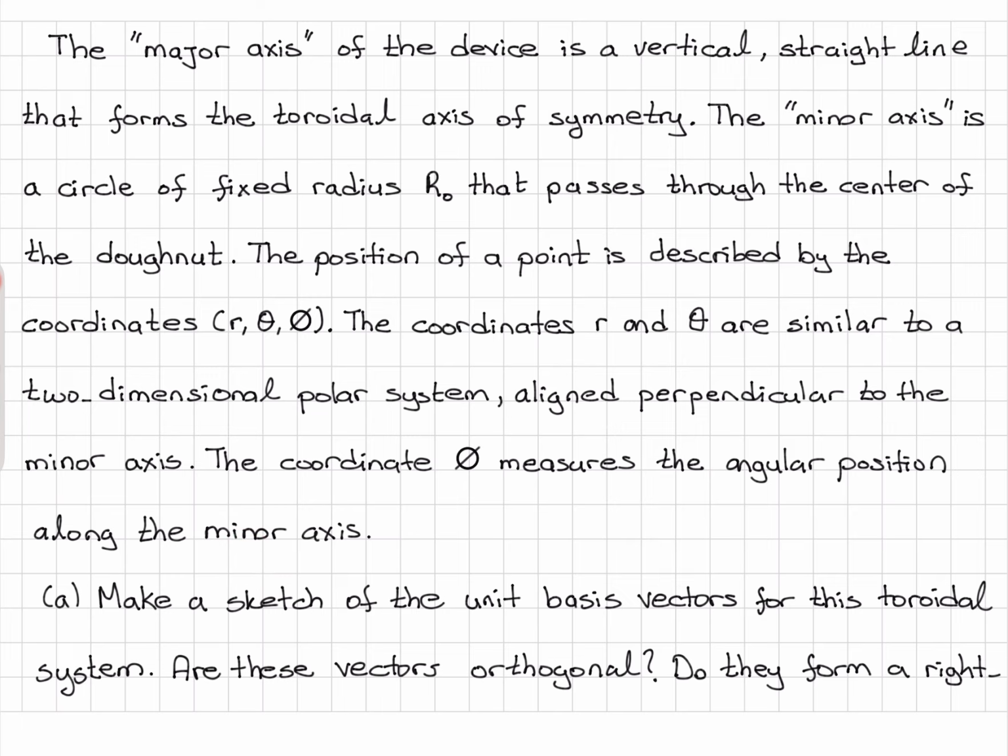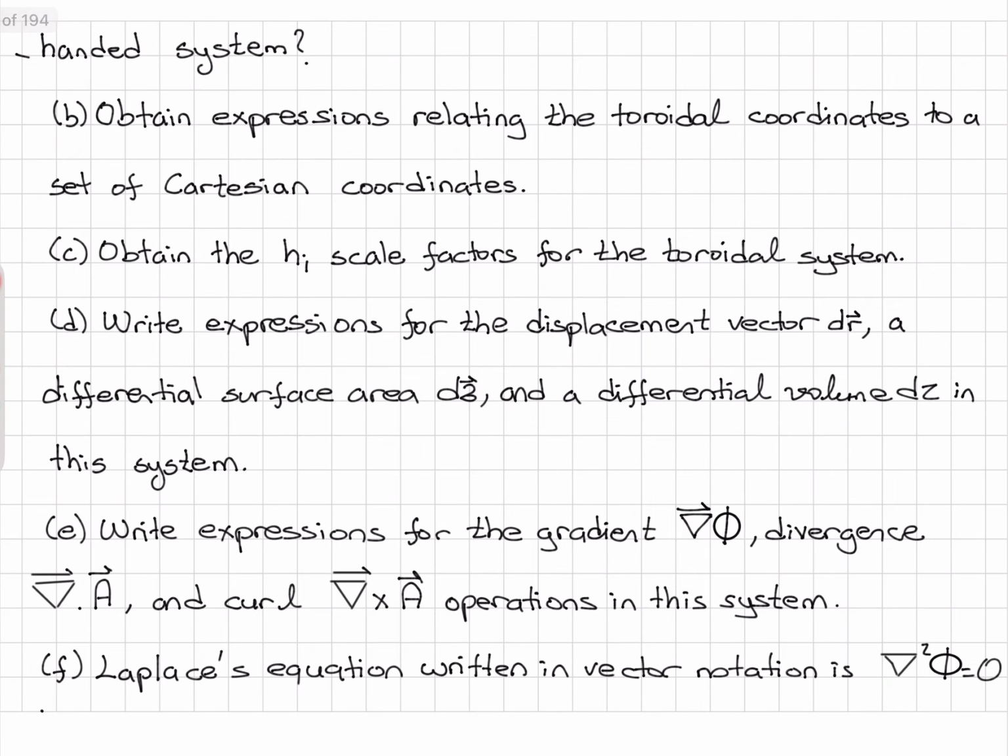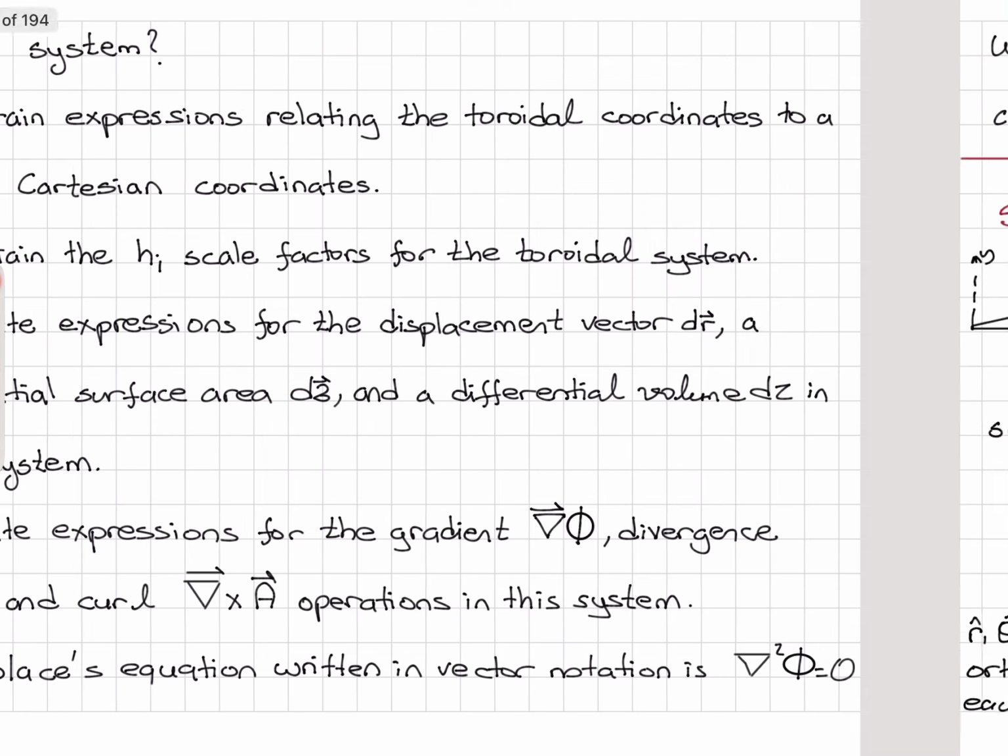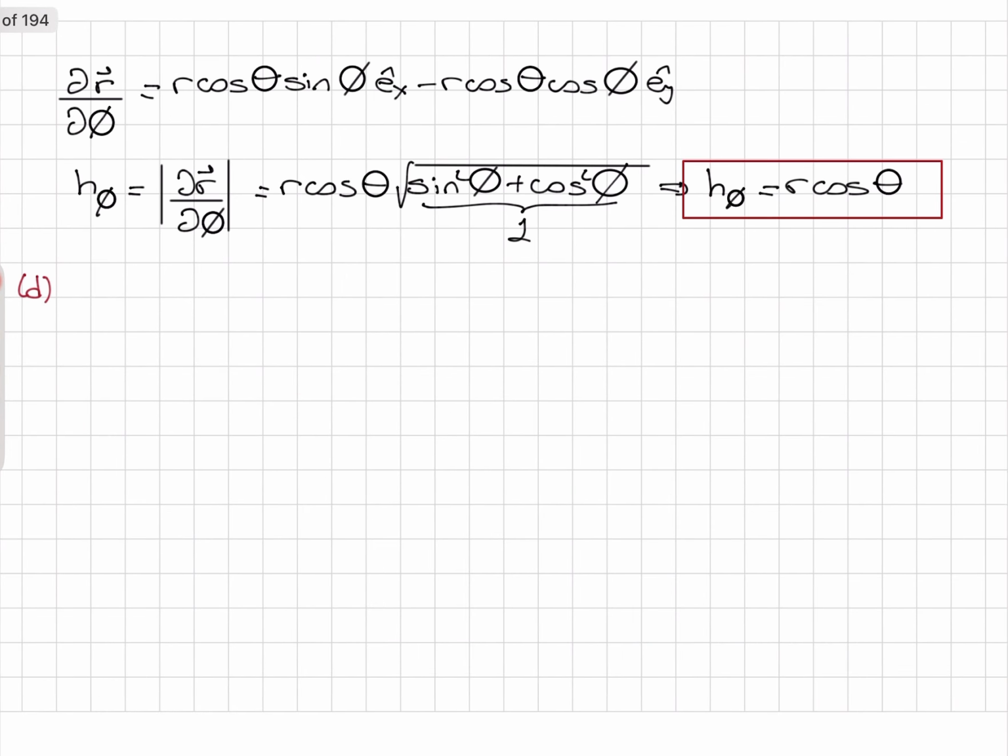So in part A, we made a sketch of the basis vectors. We found that this forms a right-handed system. We have the transformation equations and the scale factors. Now we're doing part D. Write expressions for the displacement vector dr, a differential surface area d sigma, and the differential volume d tau in this system. First of all, we have to obtain the differential displacement dr.